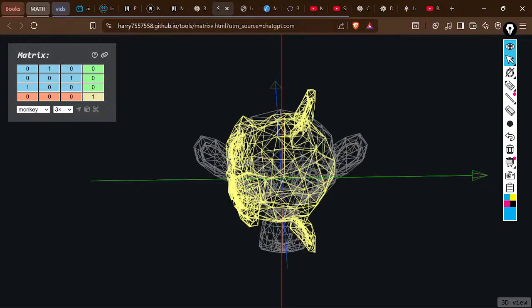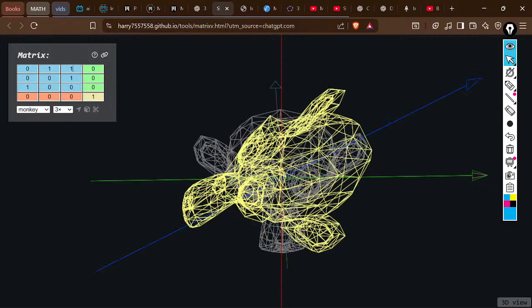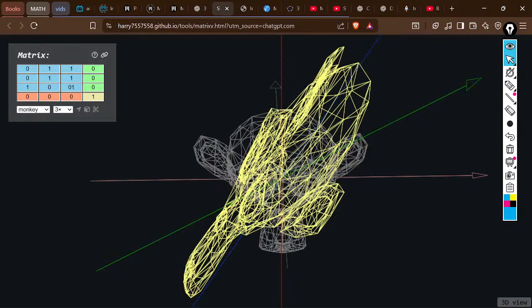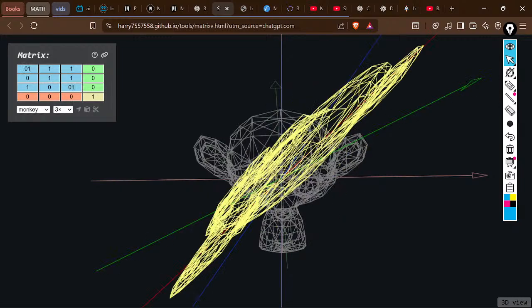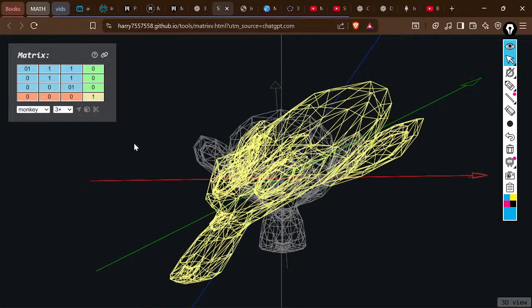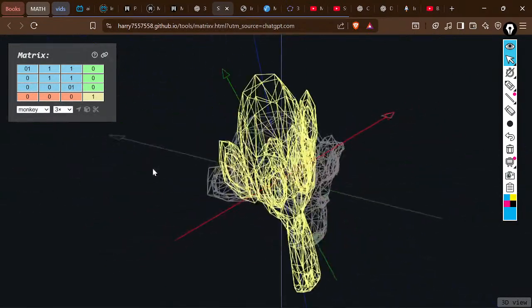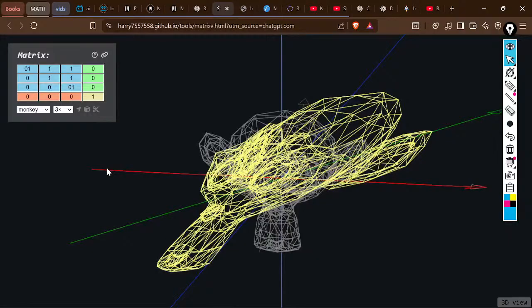let's make it an upper triangle. 1, 1, 1, 1, 0. So why does it look like that? Who knows?